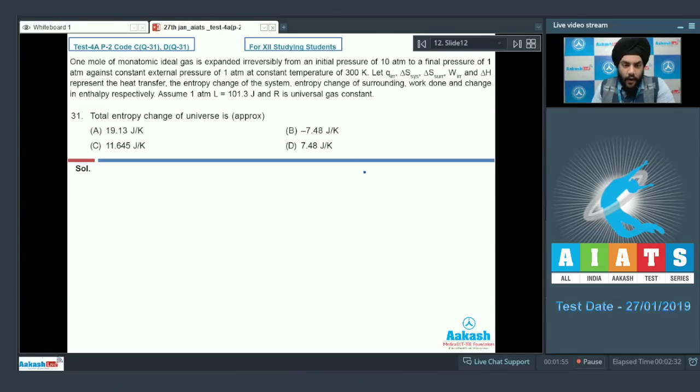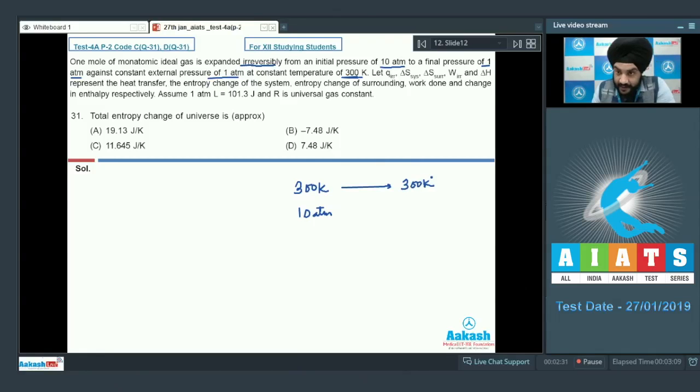So in the paragraph given for question number 31 to 33, the examiner has given us 1 mole of a monoatomic ideal gas, which is expanded irreversibly from an initial pressure of 10 atmosphere to a final pressure of 1 atmosphere against a constant external pressure of 1 atmosphere at constant temperature of 300 Kelvin. So the initial state given to us is 300 Kelvin. The pressure at that temperature is 10 atmosphere. Now it is taken against a constant external pressure of 1 atmosphere.